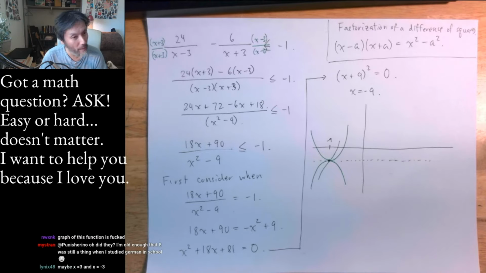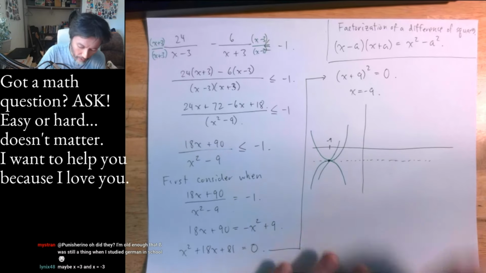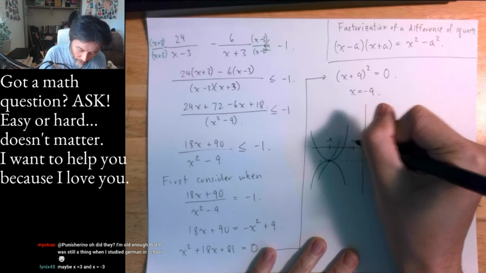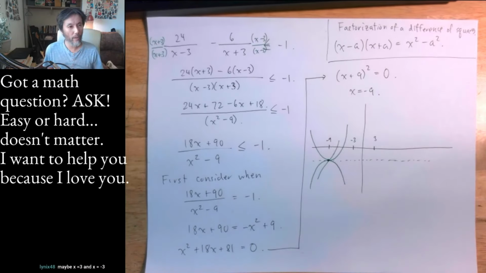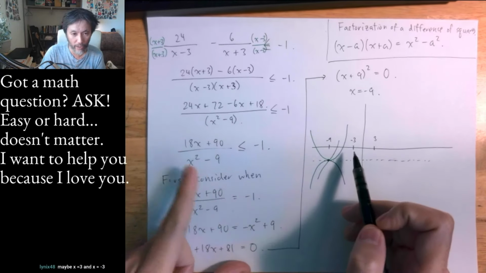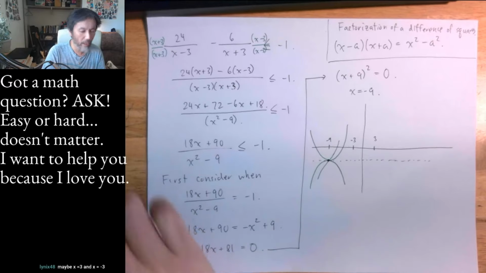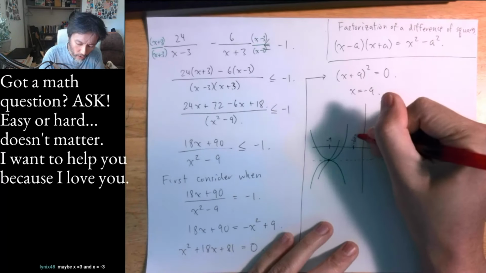You're exactly right. Those are the other candidate locations where this thing could change from being less than or equal to -1 to being greater than or equal to -1. Excellent. That's really good. So here's -3 and here's 3. I don't know what's going on there. What I do know is that this expression here is not defined at -3 or 3. They're going to correspond, I don't know if you're familiar with this, to what are called vertical asymptotes.